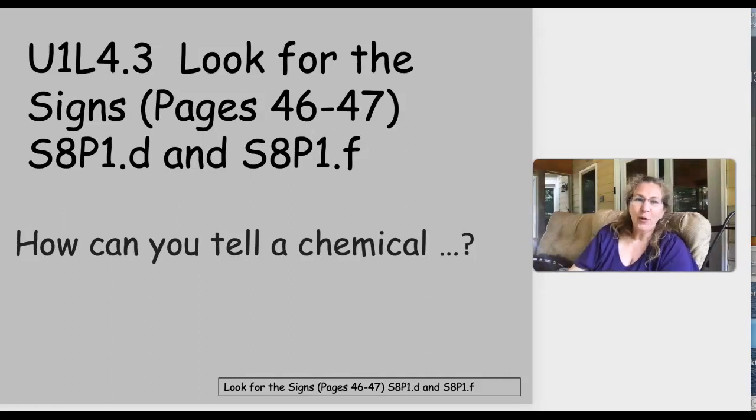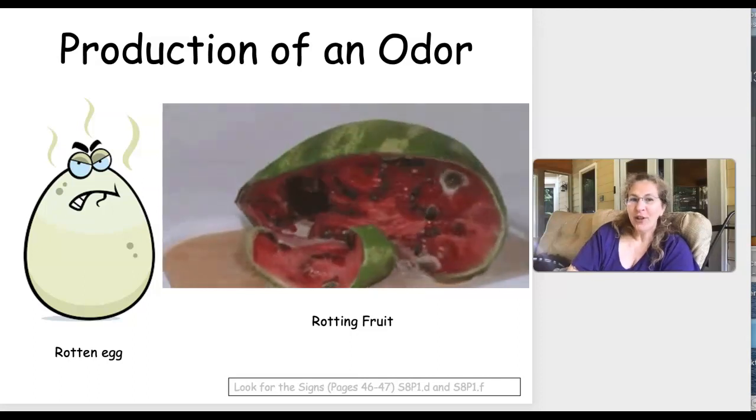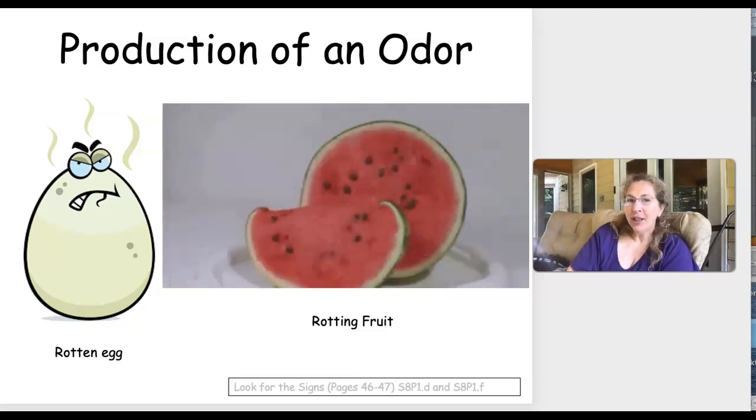Unit 1, Lesson 4.3, Look for the Signs. Some evidence that a chemical change has occurred is what we're going to talk about next.